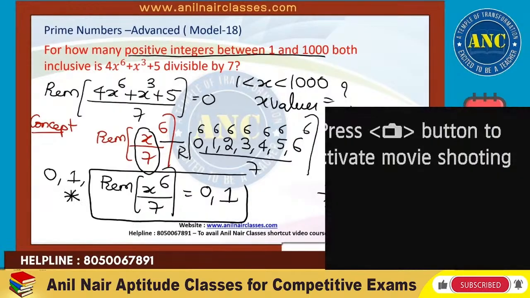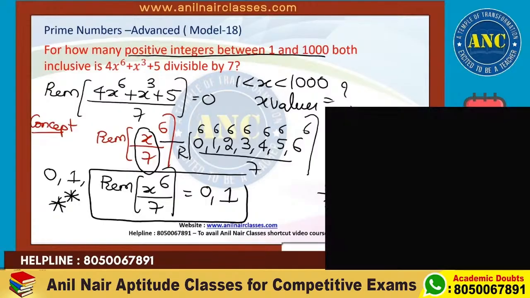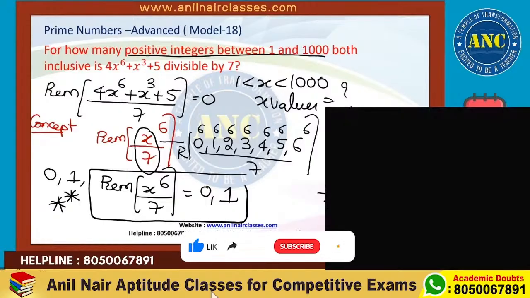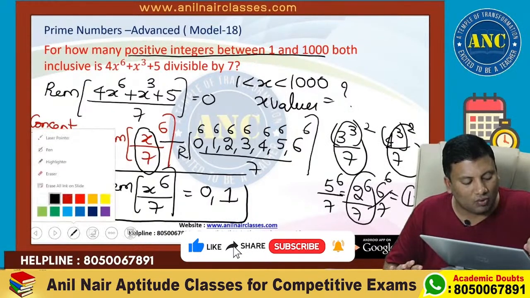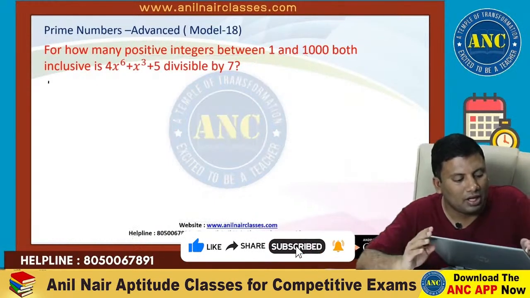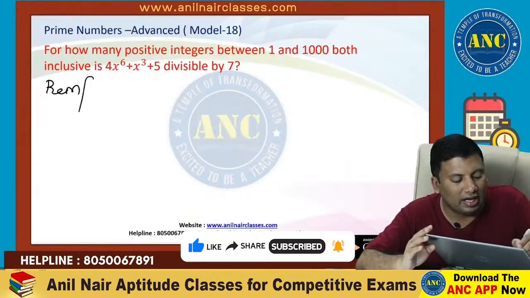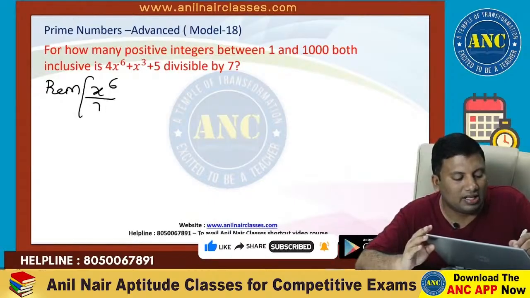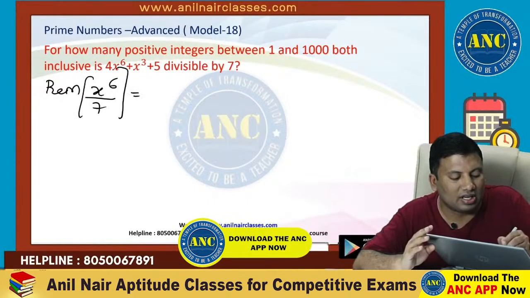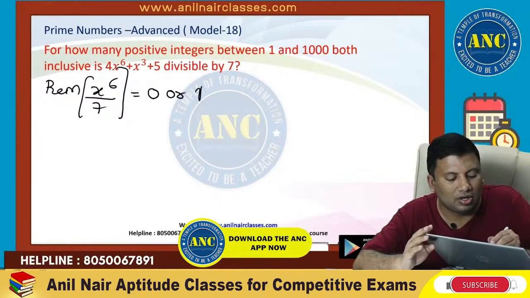This step, I hope it is clear. Directly you can tell 0 or 1 by using Fermat's theorem, which I don't want to discuss right now. x power 6 divided by 7 is 0 or 1. Now see here, you take any number and divide by 7, power 6, I got remainder 0 or 1.